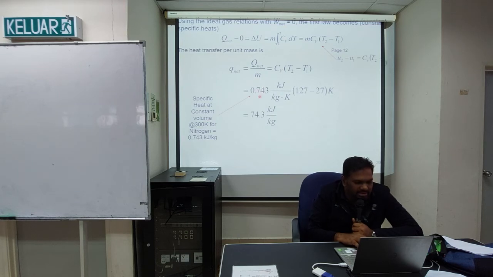Okay, so you gantikan dekat sini, Cv you dah dapat T2 minus T1, 127 minus 27. So you dapat at the end the heat transfer per unit mass adalah 74.3. Okay, so that's one thing.